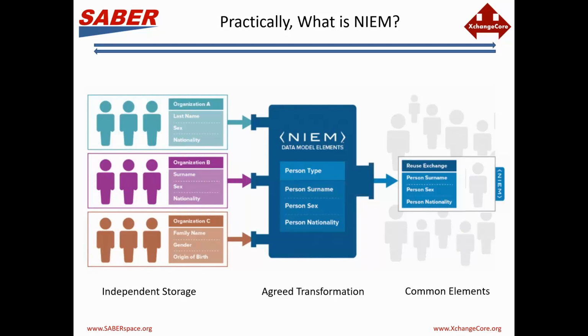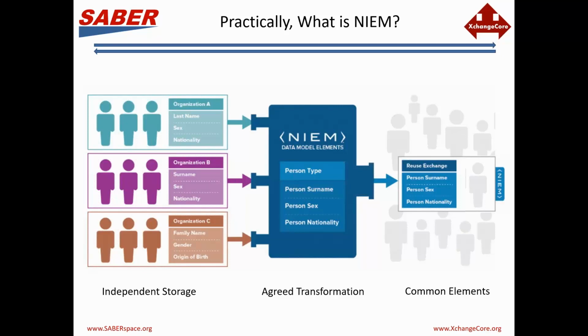Organization B in the middle says, oh yeah, mine's a surname, sex, and nationality. And organization C calls it family name, gender, and origin of birth. You can see how, even though it's logical, we could probably figure that out. But if the computer was sending gender from C to B, B would look at that and say, I don't know what a gender is. Well, that's what NIEM is all about.